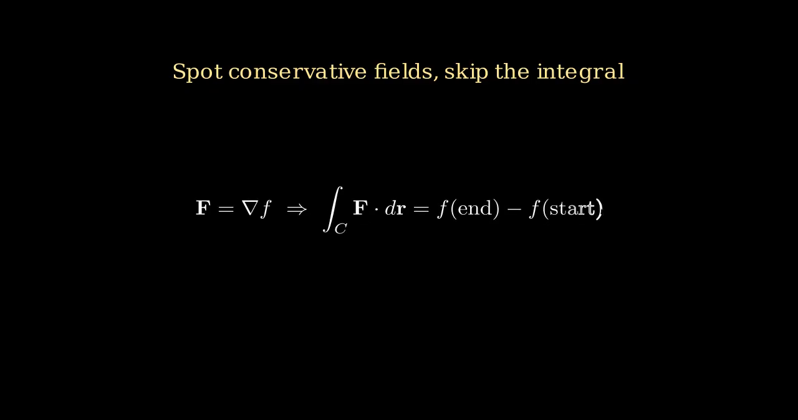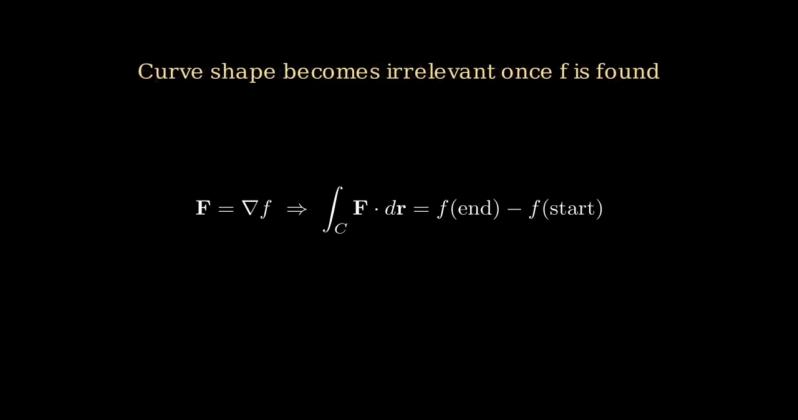Question 2. Spot the conservative field and skip the line integral entirely. Every field in this question is secretly the gradient of a hidden potential function f. Once you find f, the actual shape of the curve becomes irrelevant. The fastest method is always confirm it's conservative, find f, then just plug in the 2 endpoints.